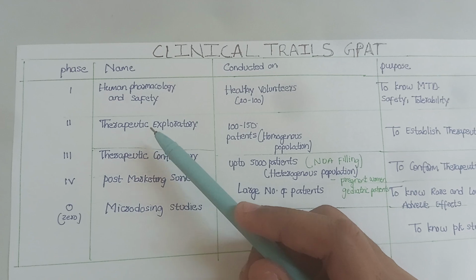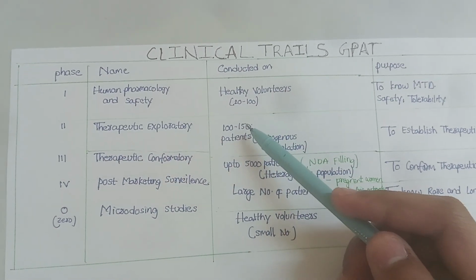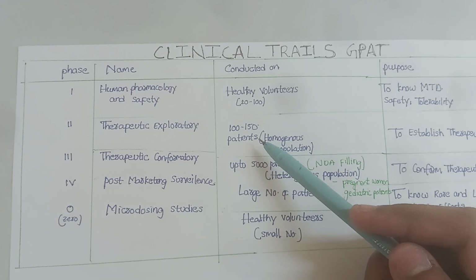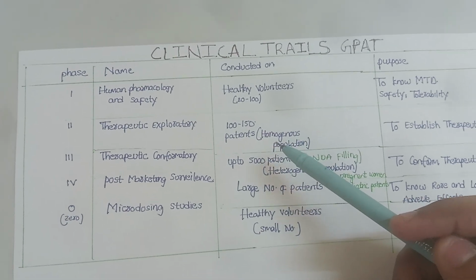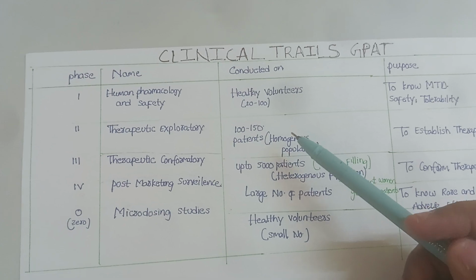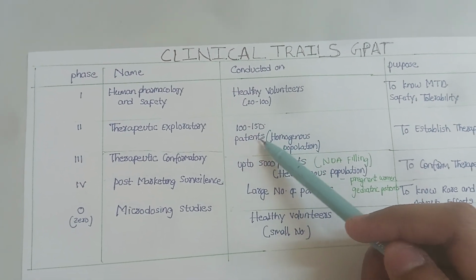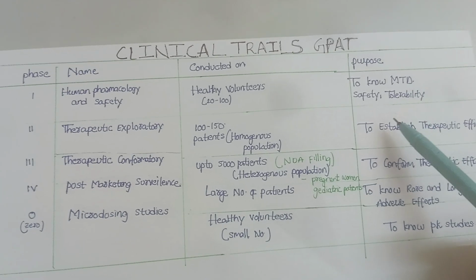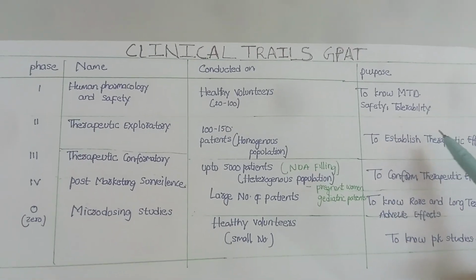In phase 2 of clinical trials, that is therapeutic exploratory, 100 to 150 patients are taken, that is a homogeneous population. Here, homogeneous population means the same kind of people or same group of people are taken. Nearly 100 to 150 patients are taken. The purpose is to establish your therapeutic efficacy.